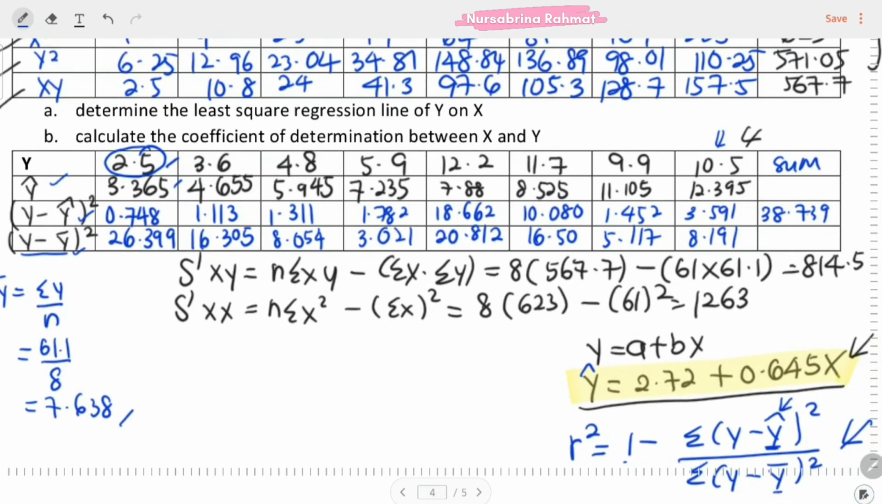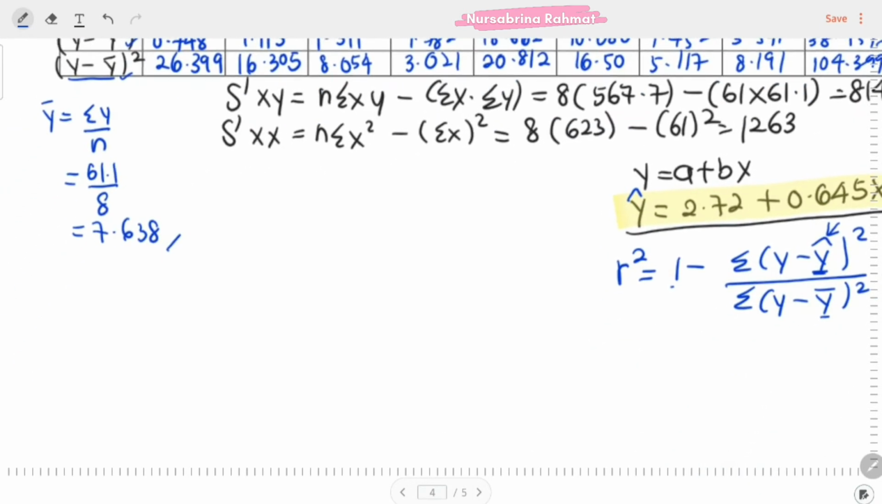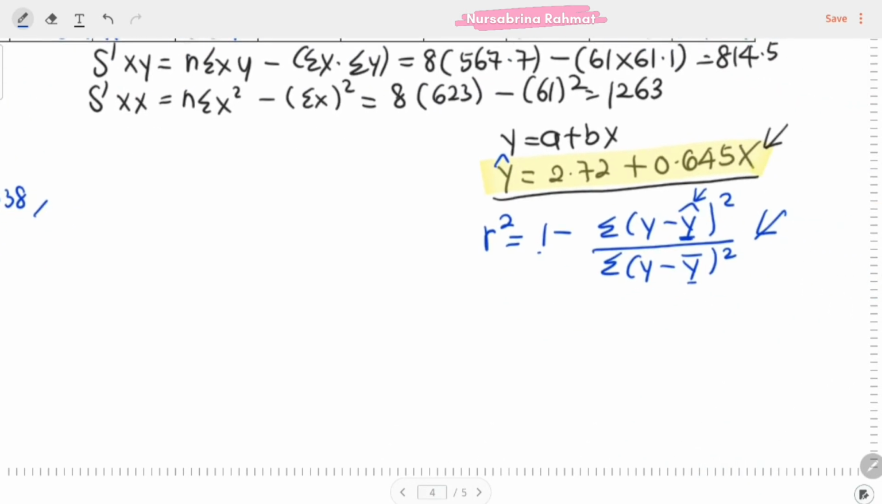So it's 38.739. I already calculated this one. Then y minus y bar square. Find your mean, and then find the sum of the values, which is 104.399. Next we can find our r square using this formula.